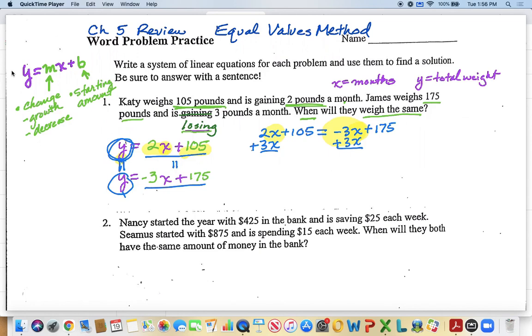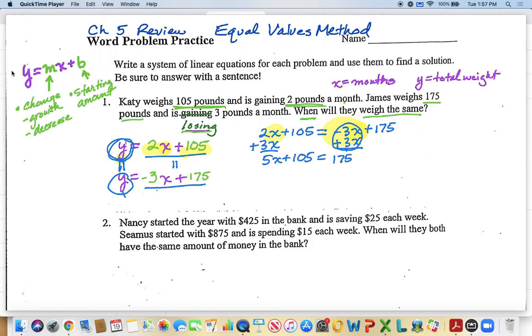All right, so let's look on the left side. 2x plus 3x is going to be equal to 5x. And we're still going to just have this 105 because that hasn't changed. And then over here, we've zeroed out the 3x. And so -3x plus +3x is 0. So we're just going to take that 175 that's left and write it down.